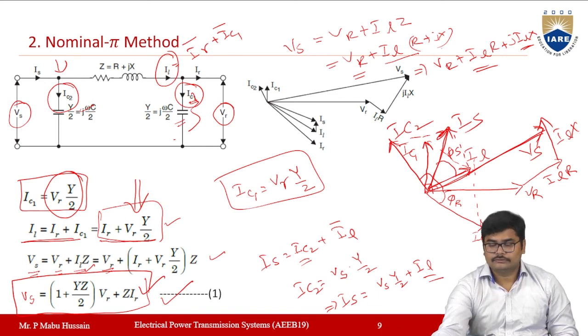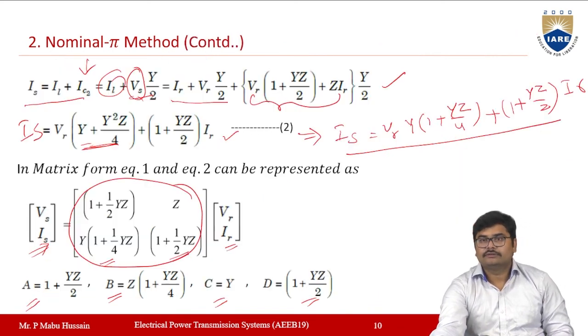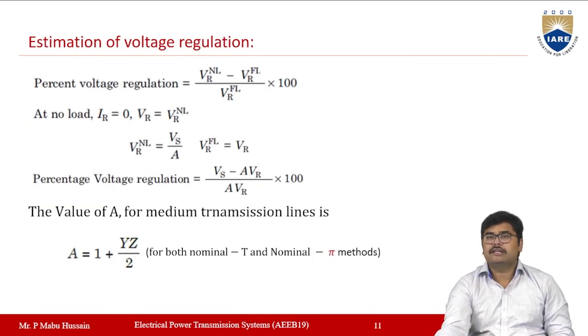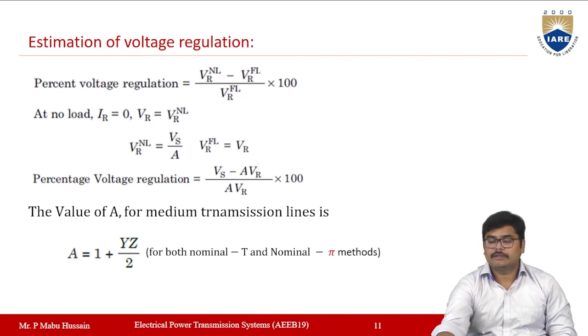So we have represented the medium transmission line performance equation in terms of ABCD parameters, by using three methods, which are the end condenser method, then the nominal T method, then the nominal pi method.